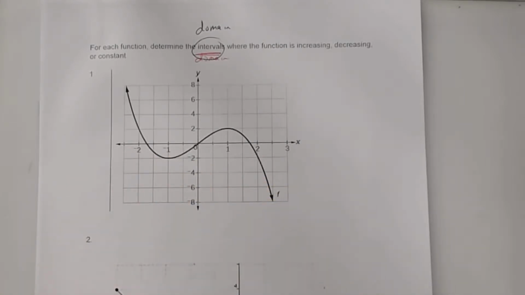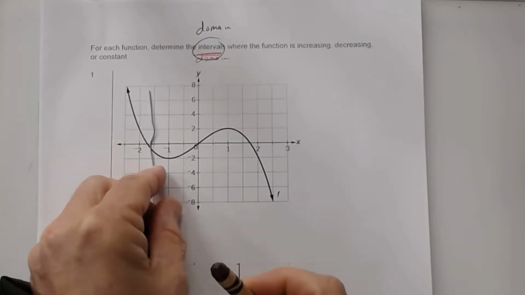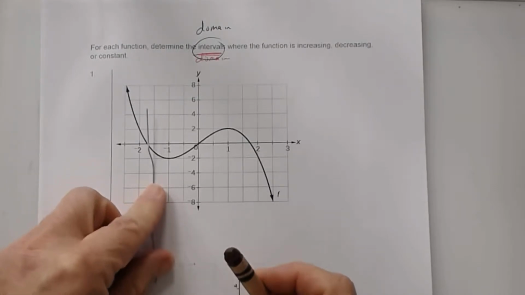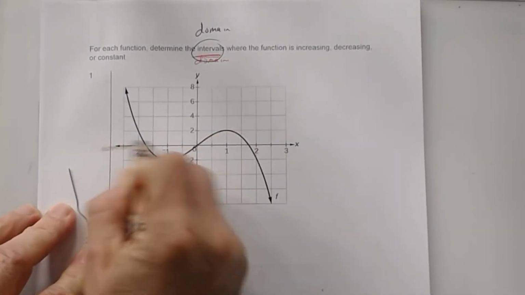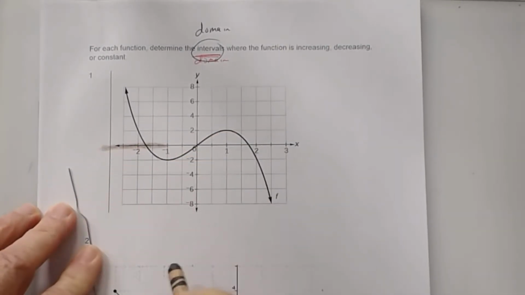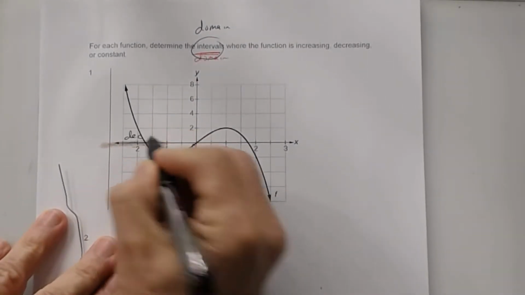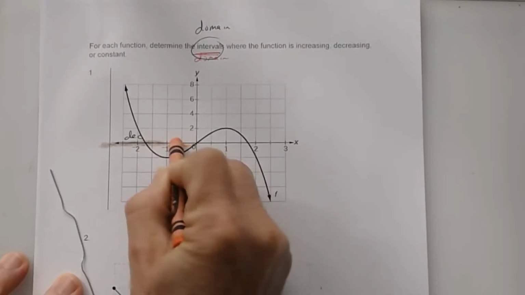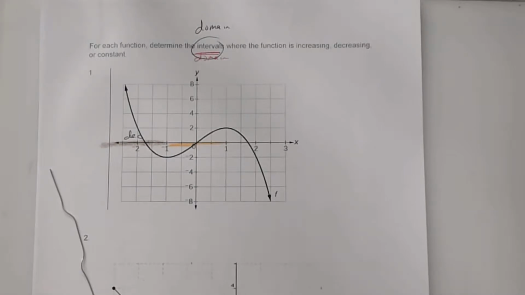So tell me, when I go from left to right, what are my y values doing right here? Decreasing. All of a sudden they're what? Increasing. Where does it start to increase? At what x value? Negative 1. So from here to here, what are my y values doing? Decreasing. From negative 1 to what? 1, what are my y values doing?